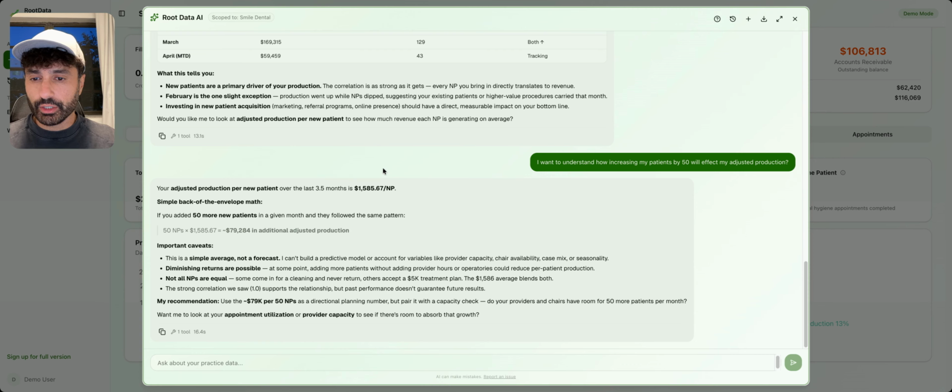Your adjusted production per new patient over the last 3.5 months is $1,600. So for every new patient we bring in, that's $1,600. So if we add 50 new patients in a given month, we would add 80,000 in additional adjusted production. And that's just the average. Some of these could be worth 5,000 per new patient. We don't know that. That's the average. Some of them could be worth 500 or 1,000. We just don't know.